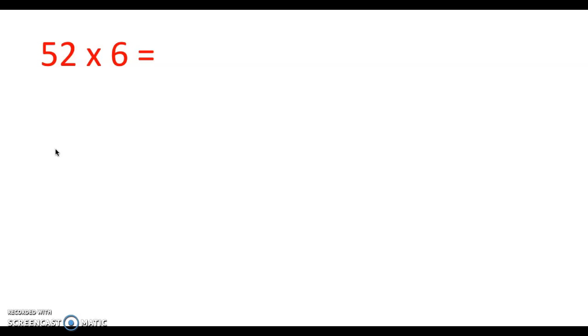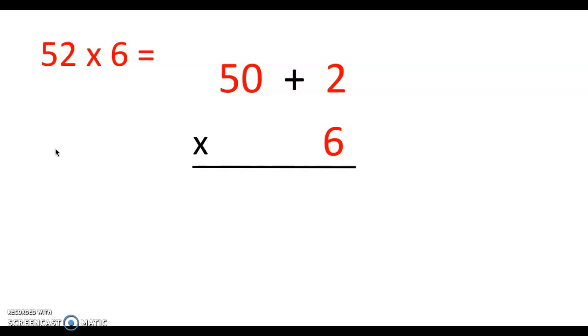I want you to see if you know how to set up this problem. Go ahead. Alrighty, if you wrote down 50 plus 2 times 6, good job, good job. What is our next step? Go ahead and solve it. Yep, we have to start in the ones place. 6 times 2 is 12. Then we're going to move on to our next place value. Go ahead and solve that one.